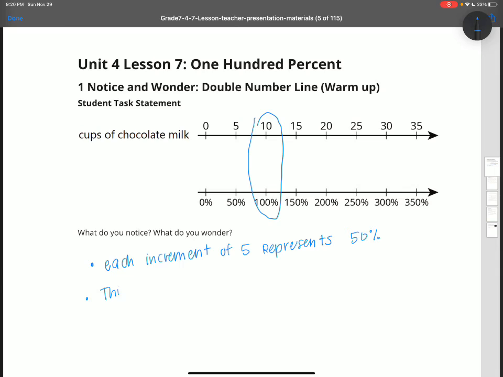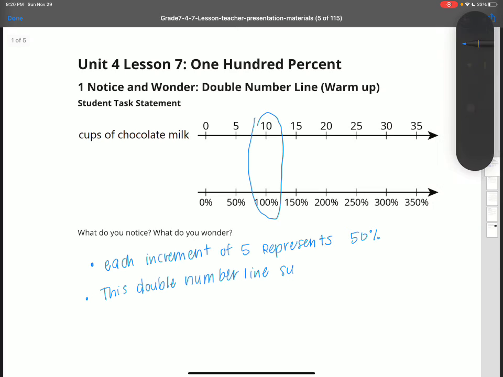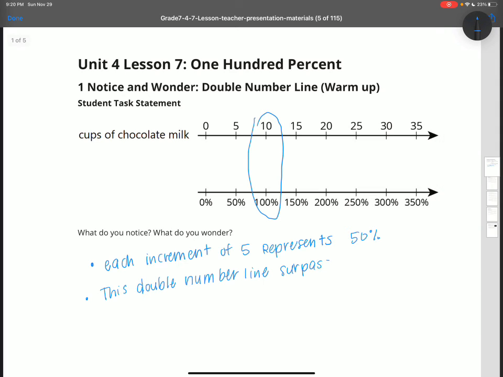This double number line surpasses 100%. What I mean by surpass 100% is that it goes over 100%.